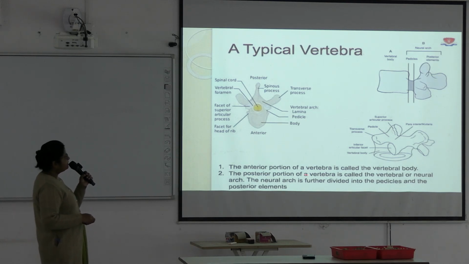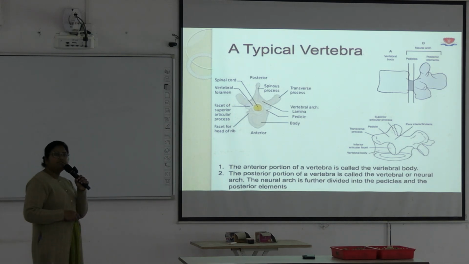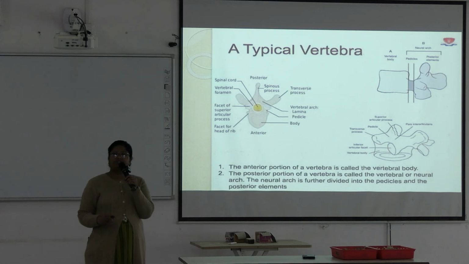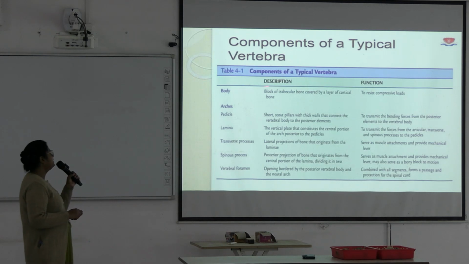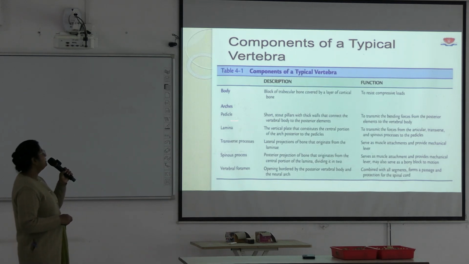So the anterior portion of a vertebra is called the vertebral body and the posterior portion is called the vertebral or neural arch, and the neural arch is divided into the pedicles and laminae. So this part is the pedicle and these are the laminae. These are the processes: spinous process, transverse process, and superior and inferior articular processes. So these are the different parts: body, and arches. Arches are formed by the pedicle, lamina, transverse process, spinous process, and vertebral foramen.